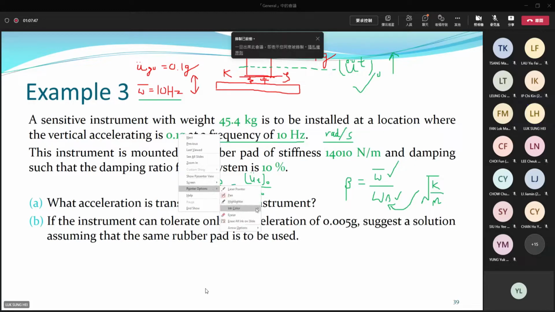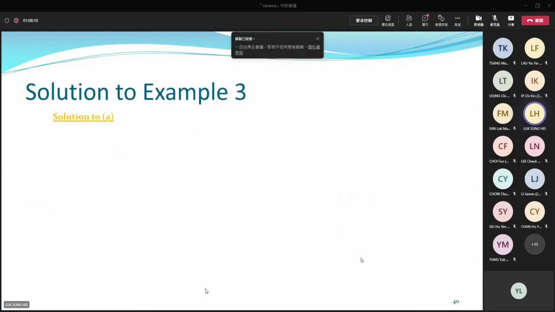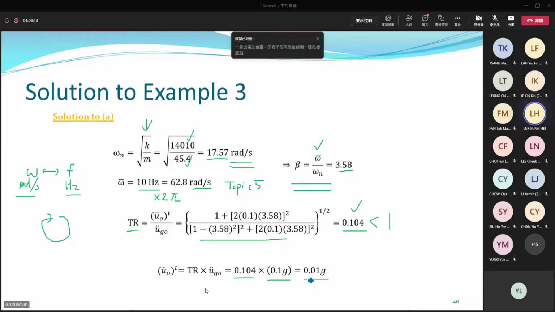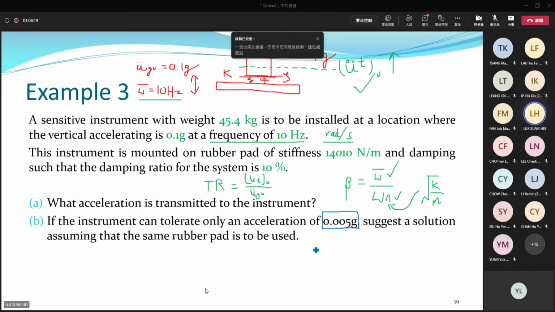Part B. In part B, we have a tolerance for our instrument. To maintain the normal operation of the instrument, we have to make sure that the acceleration is less than 0.005 g. 0.005 g is our upper bound, our acceptable level. From our calculation, our current acceleration is 0.01 g, greater than our upper bound. So you have to do something to modify your system to decrease the total acceleration to at least this number. This is what you are asked to do in part B.